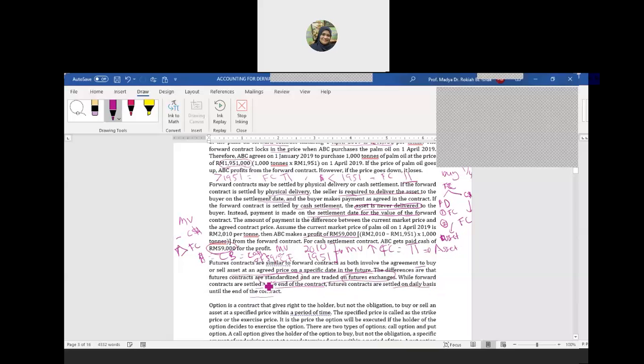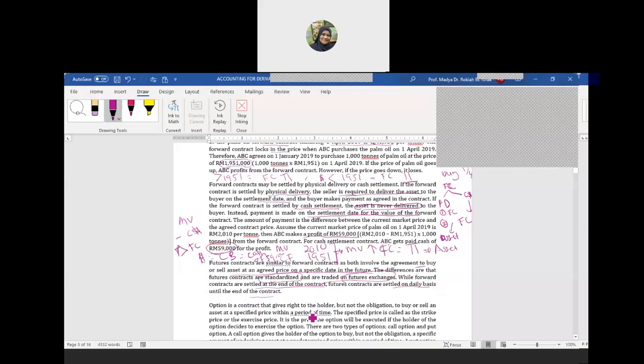This is in terms of the value of the contract. If it is a forward contract, you're going to determine the value at the date you sign the contract or at the maturity date. But for the futures contract, the value is going to be measured and settled daily. Okay?